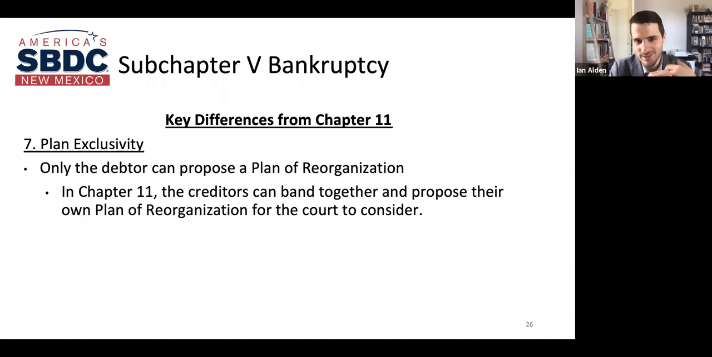Plan exclusivity. This is a fun one. In Chapter 11, like I said, your creditors committee can band together and propose their own plan of reorganization that the court could approve over your objections as the debtor. If the court thinks that it is the fairest plan that is going to see to the needs of the creditors and still constitute a reorganization, the court can approve that plan instead. In Subchapter 5, only you as the debtor get to propose a plan of reorganization. It might sound minor, but it's pretty huge, especially in conjunction with the fact that there's no creditors committee. It makes your life a lot easier.